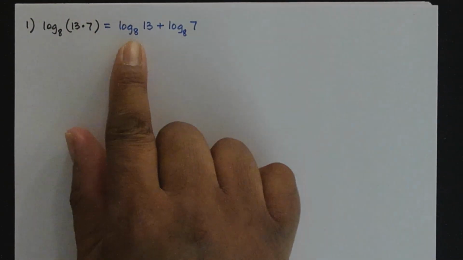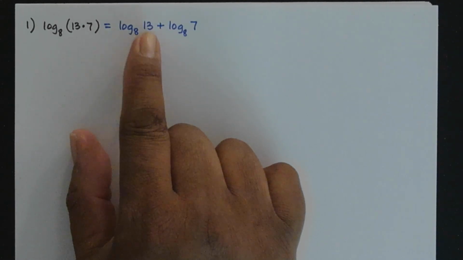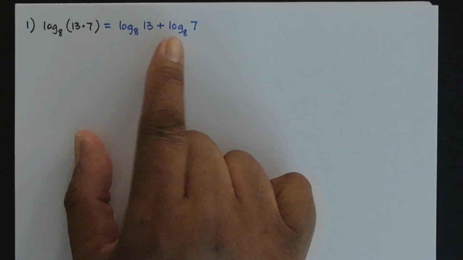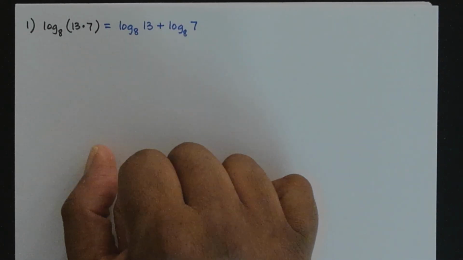And that would be as far as I can go with that problem, because I can't find out 8 to what power would give me 13. Nor can I find out 8 to what power would give me 7. Or just finding a whole number exponent to be exact. All right, questions about problem number 1.